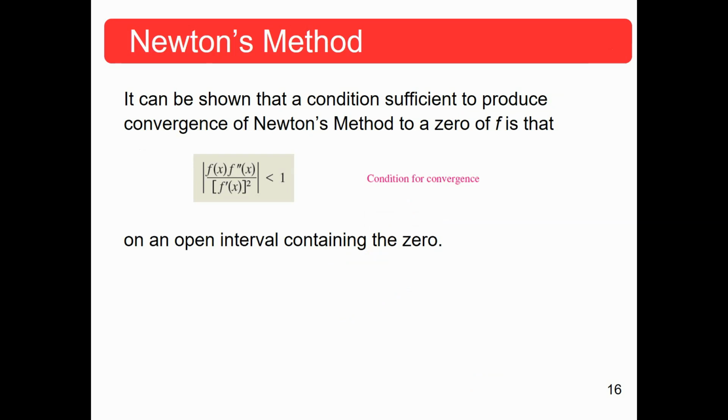It can be shown that a condition sufficient to produce convergence of Newton's method to some zero of f is that if you multiply the function times the second derivative and divide that by the first derivative squared, if the absolute value of all that is less than 1, then it converges. Okay? I'm not going to make you memorize this. This is just some interesting side note.